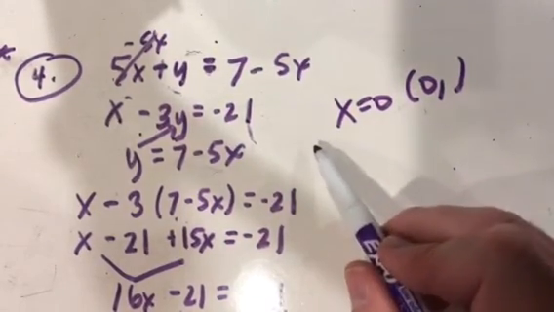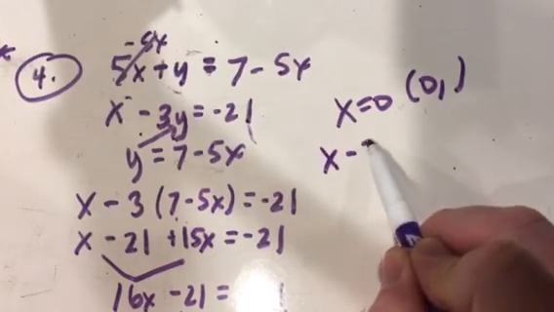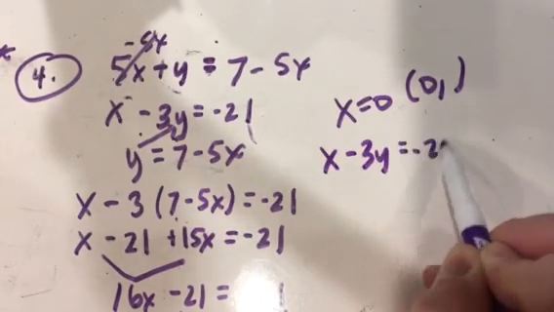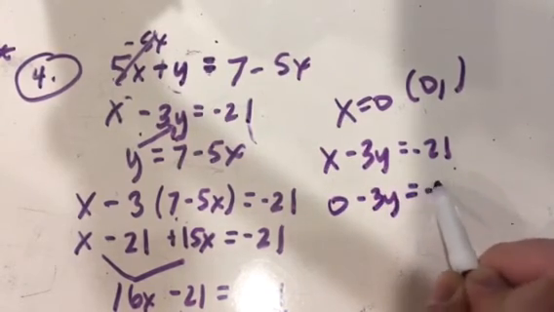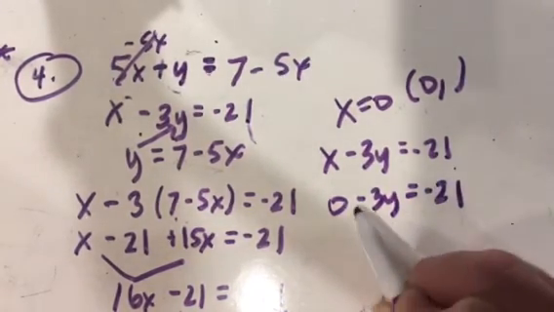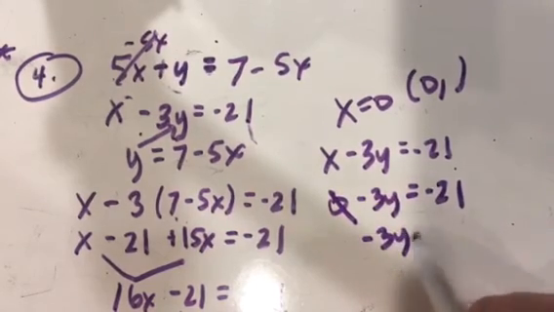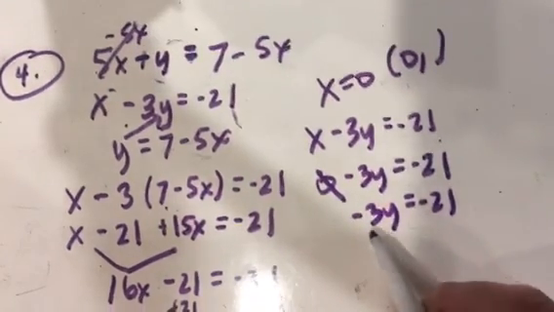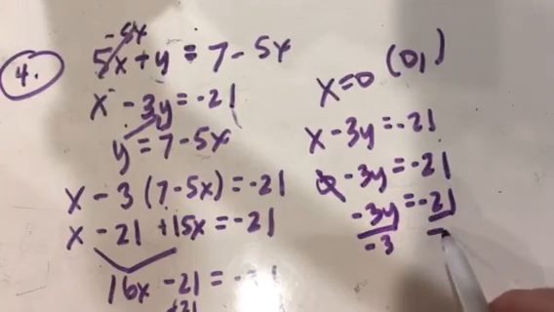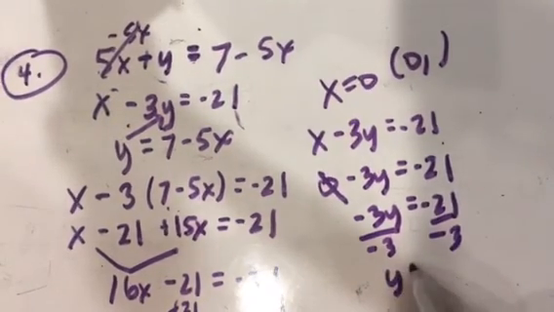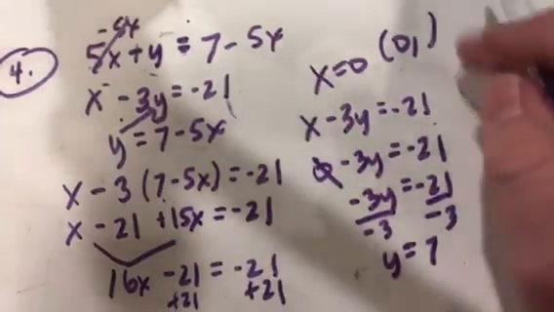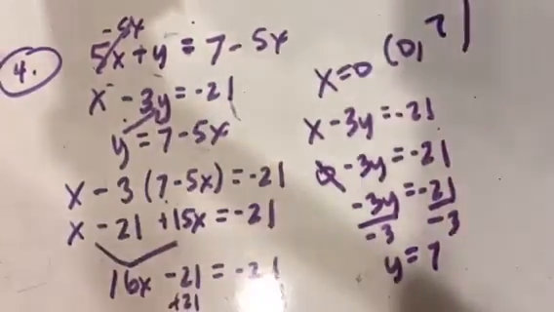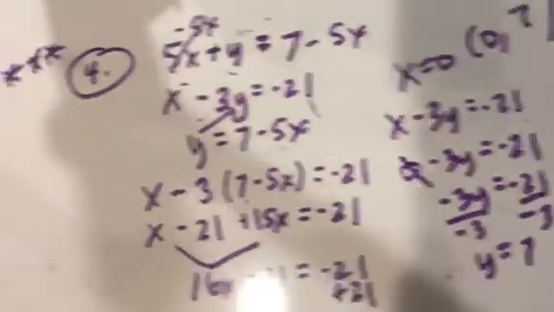We can go back to any of the original equations. For instance, x minus 3y equals -21. We could put in 0 in the place of x, which would basically kill that, and we'd be left with -3y equals -21. Divide by -3, y equals 7, which means the other half of my answer, 0, 7, is the point where these two lines cross.